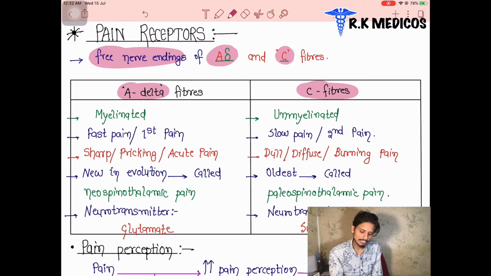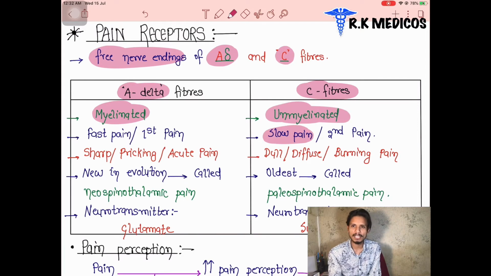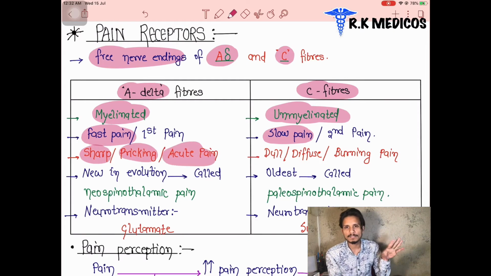Now we are going to see A delta fibers and C fibers. A delta fibers are myelinated. I already told you A delta is myelinated and C is unmyelinated, so C fibers work very slowly. They work for the slow pain. A delta fibers work for the fast pain because they are myelinated. Myelination leads to fast impulse transmission, and they are fast. It means they are sharp, pricking, acute pain. This pain is very sharp, stabbing like this.